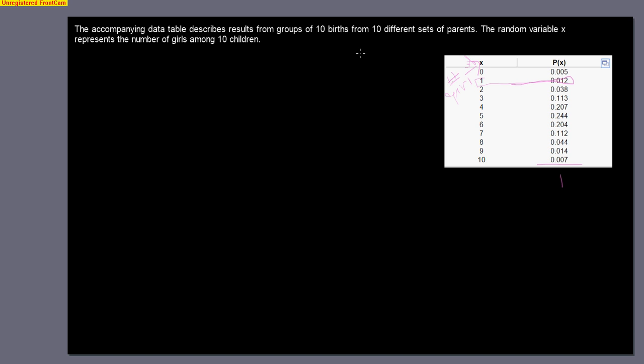And out of 10 different sets of parents, all 10 of them could have boys, in which case there are 0 girls. There could be 6 girls and 4 boys, or there could be 10 girls and 0 boys, and so on. And I think here, because we see the probability of 0 girls and the probability of 10 girls is actually different, there's something at play here. So again, we are not given P or Q. We do not know these values.